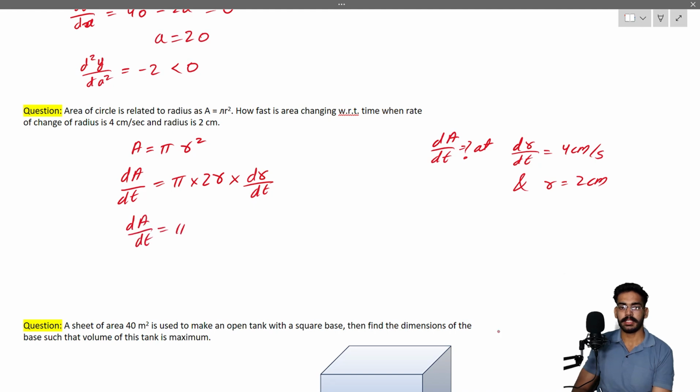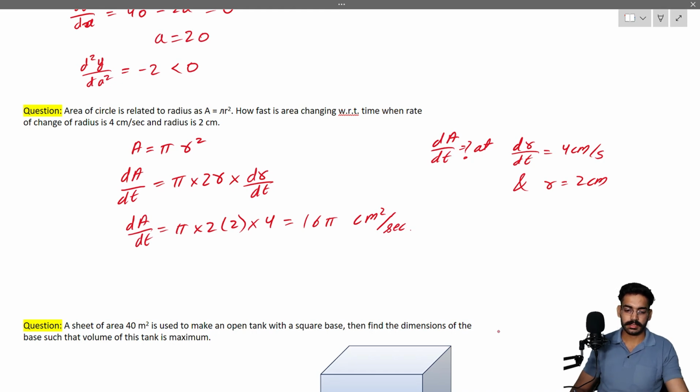So pi into 2 into r value 2, at r equal to 2 only I want to calculate, and dr by dt will be 4. So this came how much? 4 into 4, 16 pi centimeter square per second. This is the rate of change of area. So this is only what he asked me.